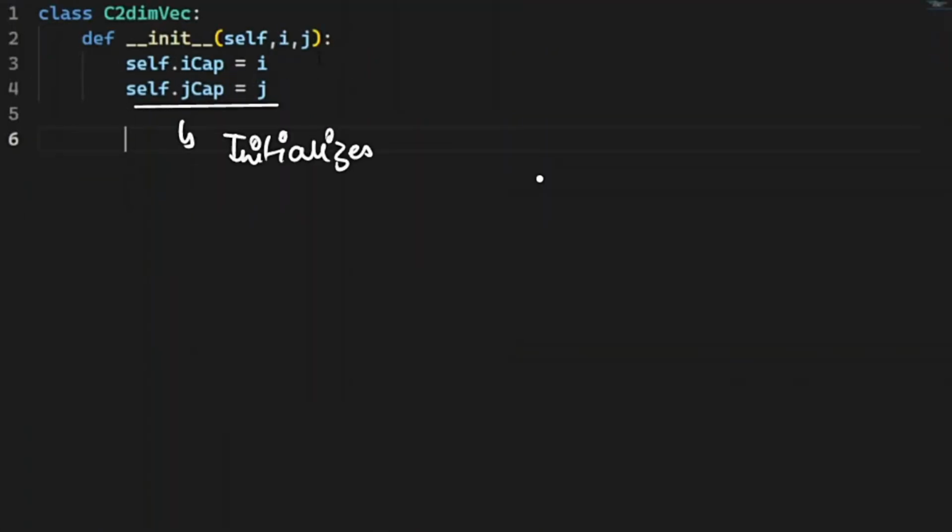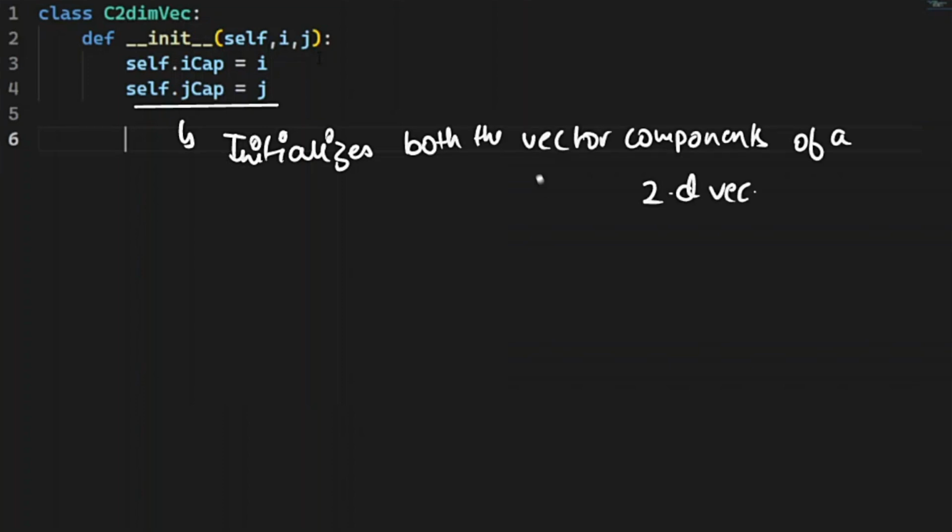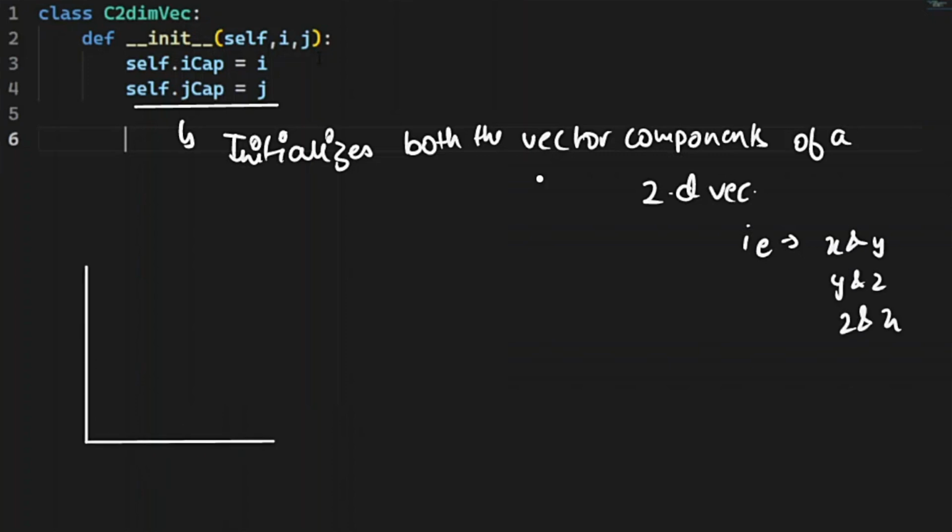This initializes both the vector components of a 2D vector and helps us show the direction of the object, such as the x and y direction or the y and z direction and the z and x direction.